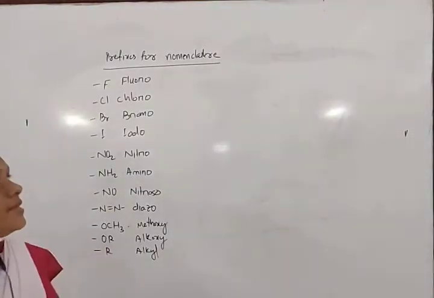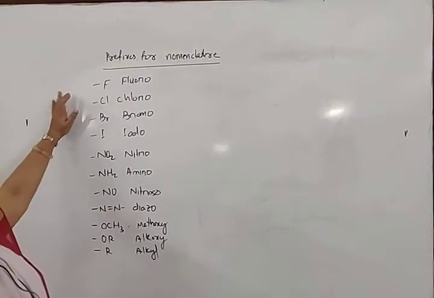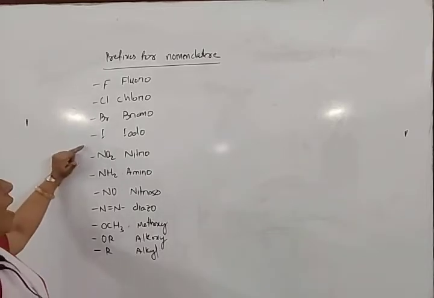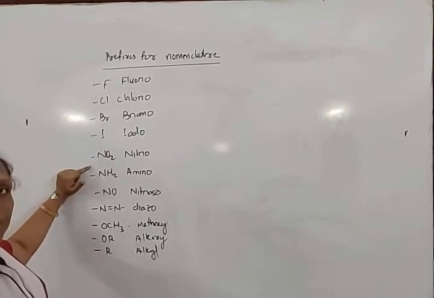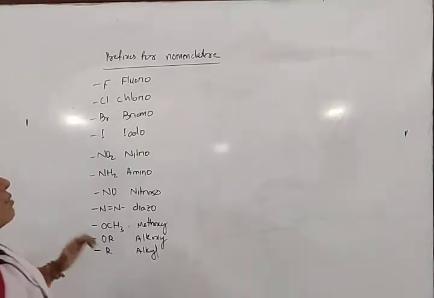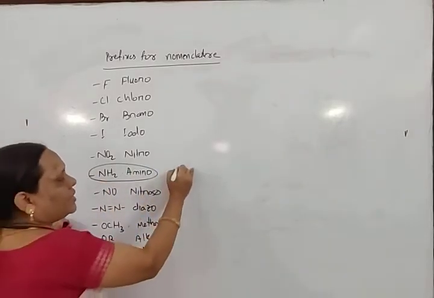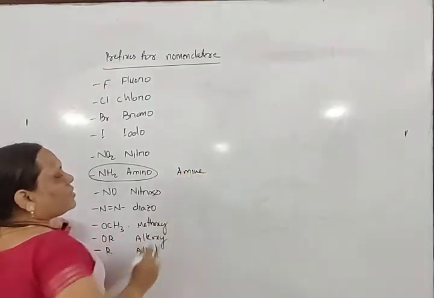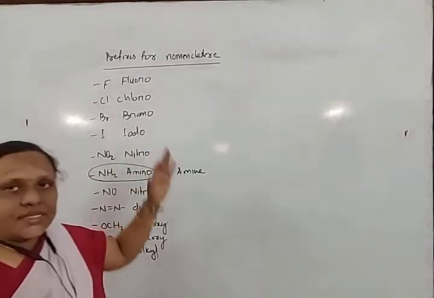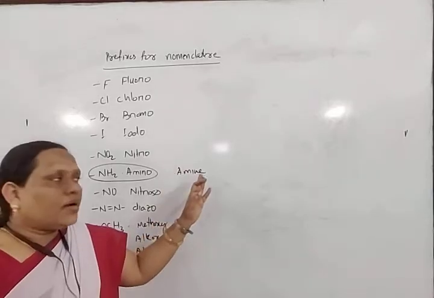Next, let's come to the prefixes for naming. In general, prefixes are fluorine: fluoro; chlorine: chloro; bromine: bromo; iodine: iodo. If NO2 is present, then nitro. NH2 is amino. But nowadays, for this amino, we can also write amine as the secondary suffix.